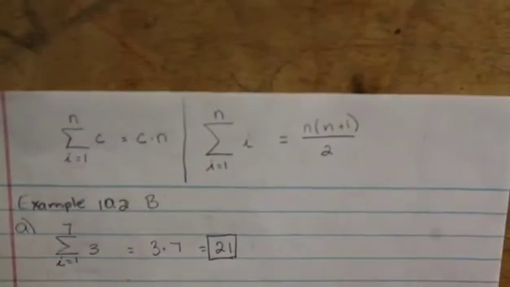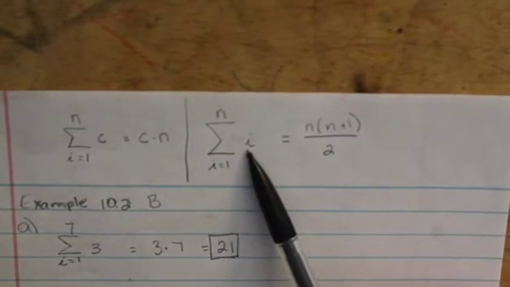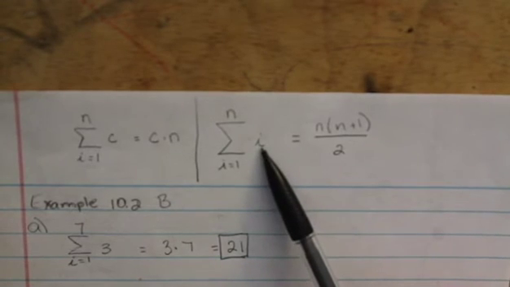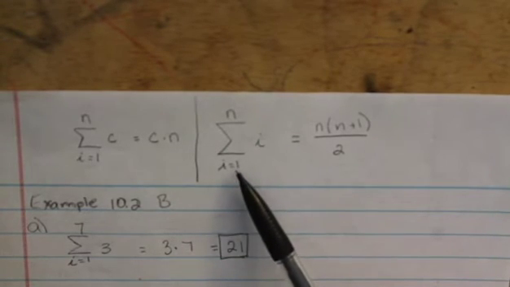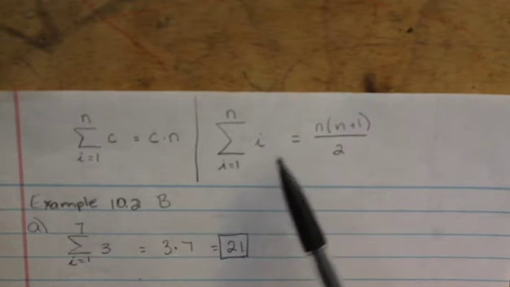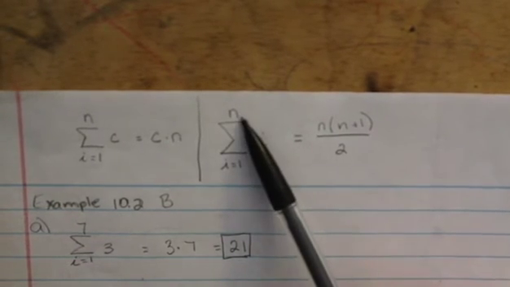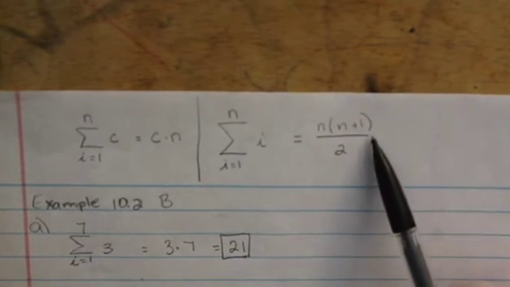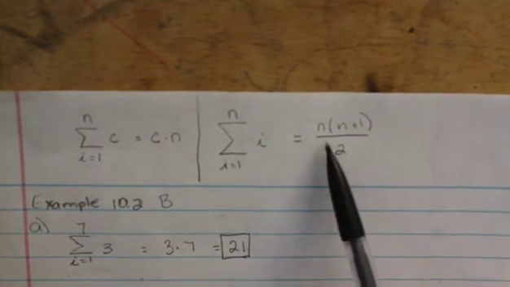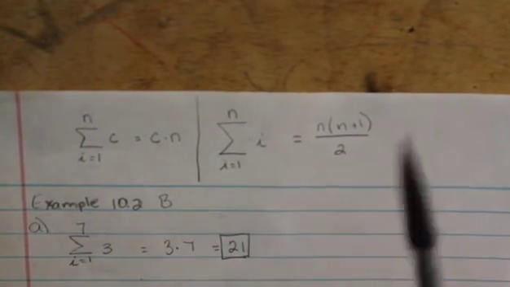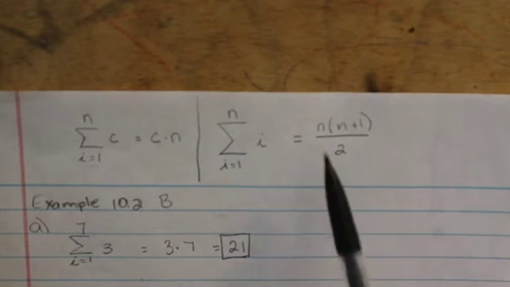Now, for this other one where it just gives you an i, what it's asking for is any consecutive numbers. So it's saying starting at 1, 1 plus 2 plus 3 plus 4 plus 5, all the way up to whatever n is. So what they did is they came up with this handy dandy little formula here, and you can simply plug in whatever number you're going up to into both those spots for n.